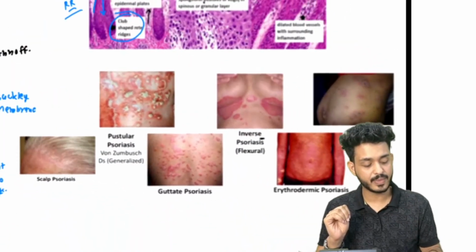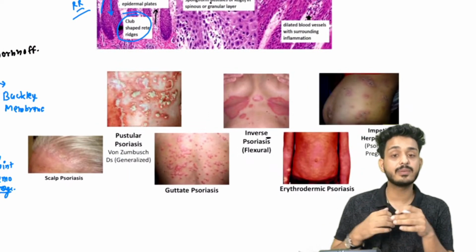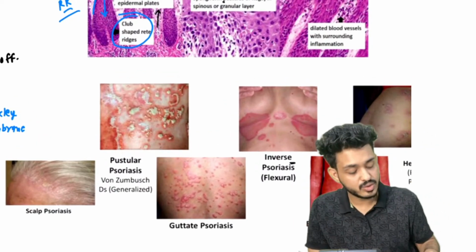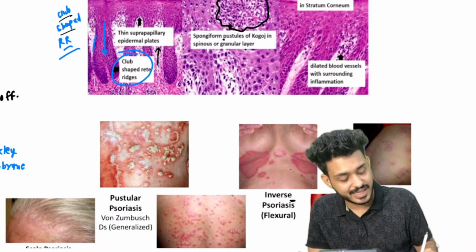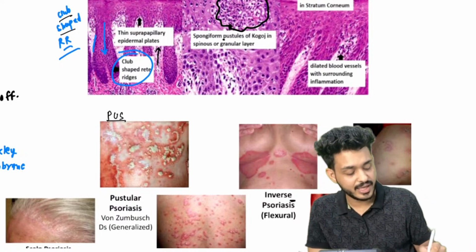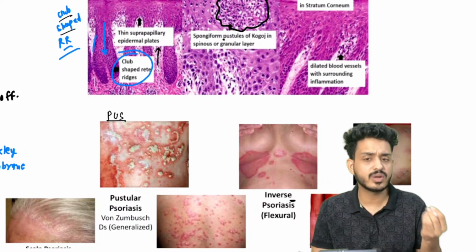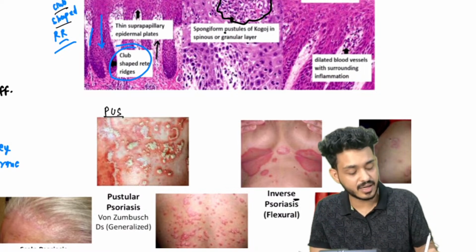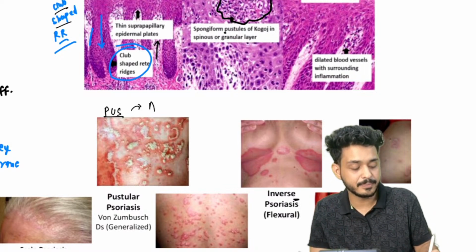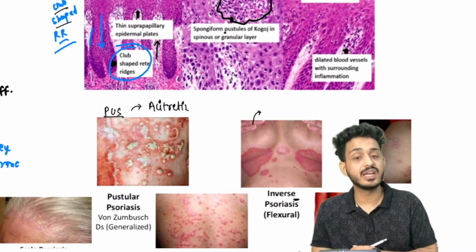Now try to differentiate between different types of psoriasis. I have told you the most common site will be the extensor surface. If there is pus along with the psoriasis, you will be having scaling. I will tell you what scaling is. Along with the scaling, you will be having pus. The drug of choice for pustular psoriasis will be acitretin, guys. Acitretin.